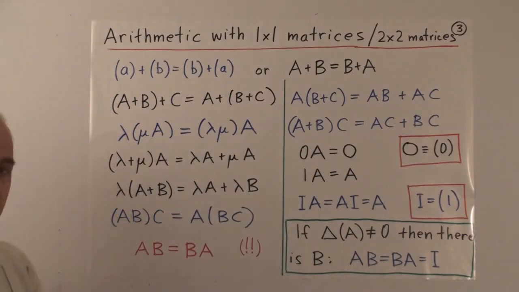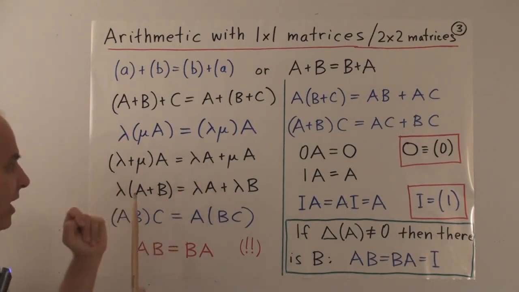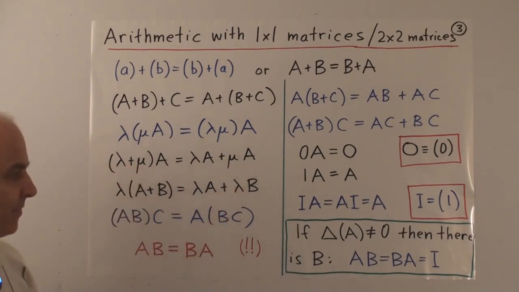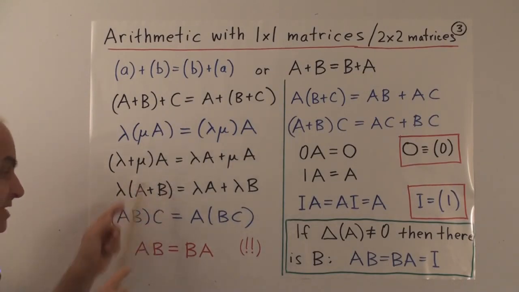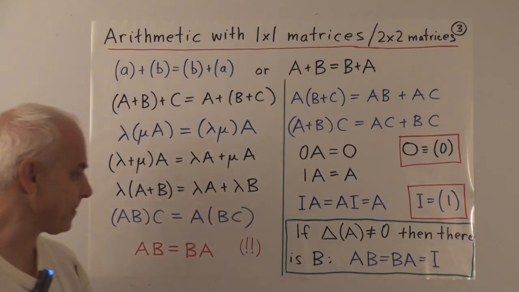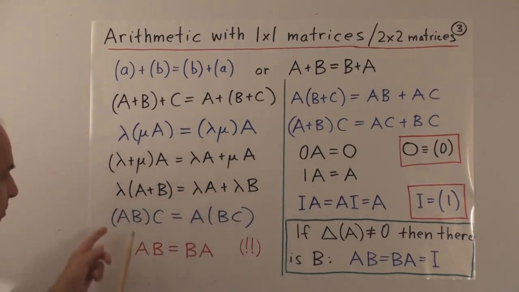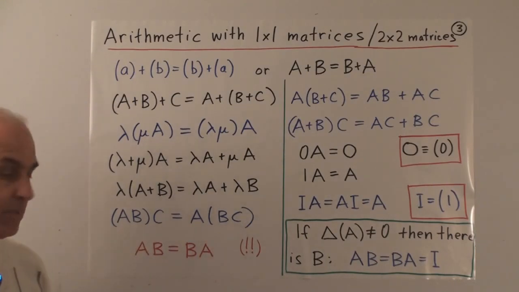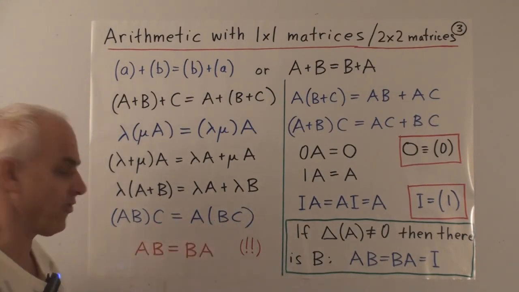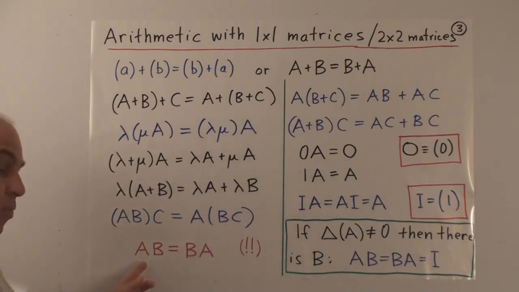There are two distributive laws, that lambda plus mu times the matrix A is lambda times A plus mu times A. And if we have lambda times a sum of two matrices, A and B, then that's the same as lambda A plus lambda B. There's a very important associative law for matrix multiplication, that A times B, times C, is A times B times C. And for the one-by-one matrices, there's the commutative law of multiplication. A times B equals B times A.